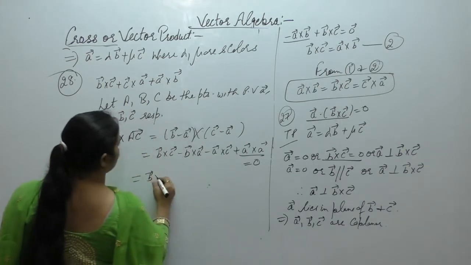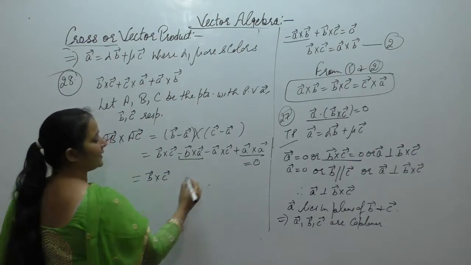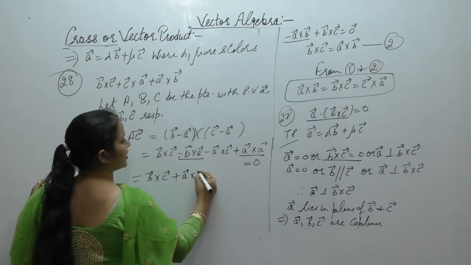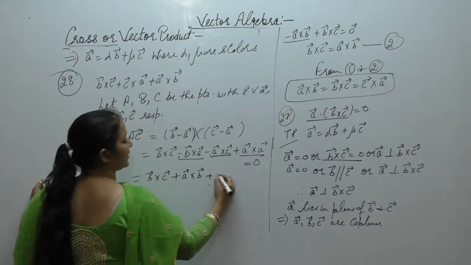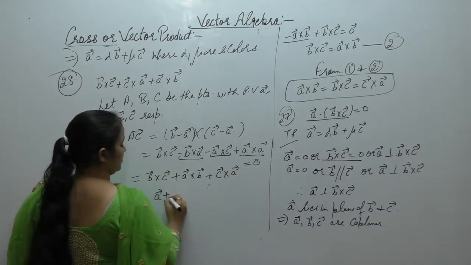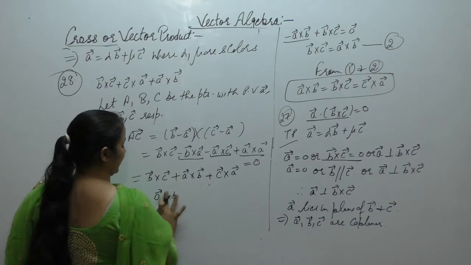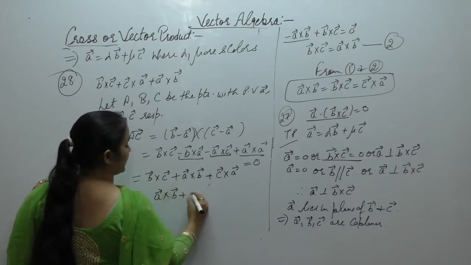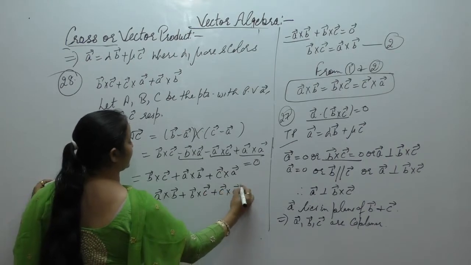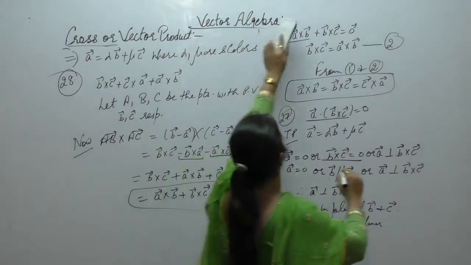So B cross C, we can write negative of B cross A as positive A cross B and negative of A cross C as C cross A. So that is equal to A vector cross B vector plus B vector cross C plus C vector cross A vector.